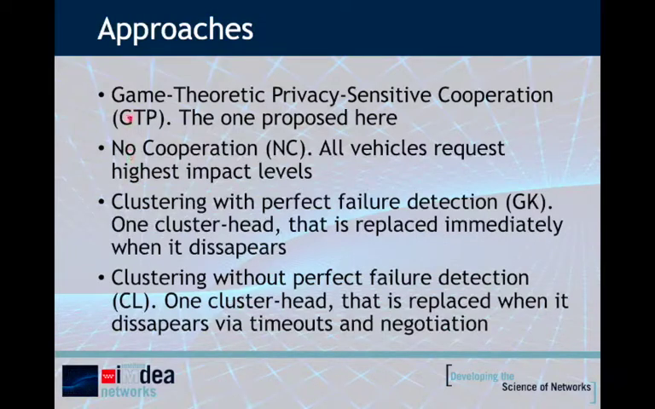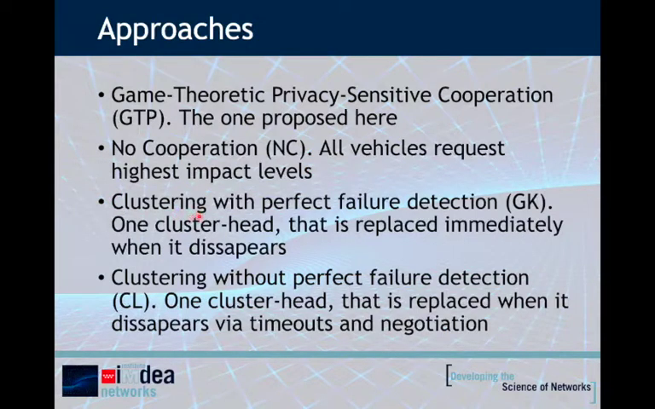So we're going to compare 4 different approaches. The first one is the one we just described, in which we solve an optimization problem in which we want to obtain this vector of probabilities per privacy level. We want to compare that with the trivial algorithm, in which there's no cooperation at all. So all vehicles just request the highest impact level. It's like a very greedy and naive approach.